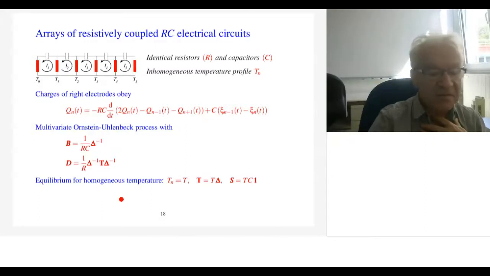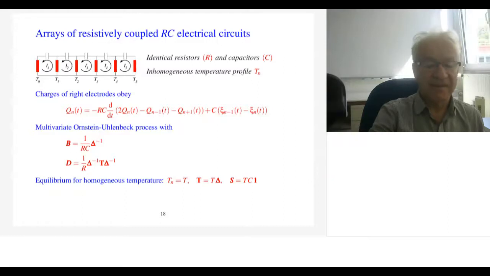Okay, at equilibrium, if you have a homogeneous temperature, the temperature matrix T is still proportional to the graph Laplacian, so things cancel out. B and D are again proportional to each other, and so the correlation matrix is again proportional to identity, which means that all these charges of the various capacitances here are Gaussian independent and have a very simple variance T times C in some units.